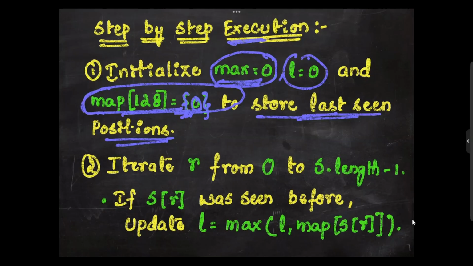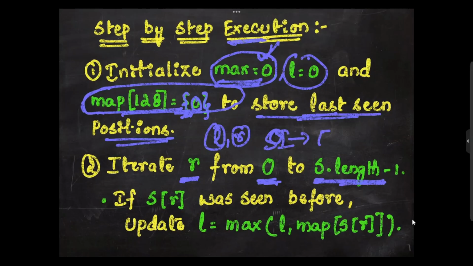This is fine. So let's go with the second step. We will iterate r from 0, so we'll be going with L and R, the two pointers of the sliding window. Initially max will be 0 as well. We will iterate r from 0 to s.length minus 1, from the starting index to the end index. We are moving the right pointer from the 0th index to the last index. I hope this is clear.